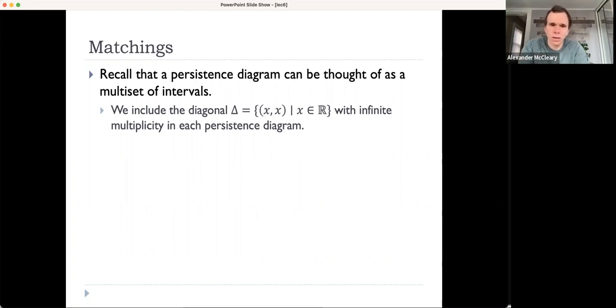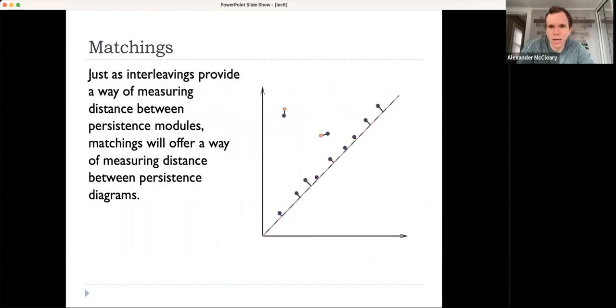So essentially in each persistence diagram, so in each barcode, what this is doing is allowing us to match things to the diagonal for free. So if we go back to this picture here, you see that we really want to match all of these shortly lived blue points here to the diagonal. And counting the diagonal with infinite multiplicity is a way of allowing us to do that, right?